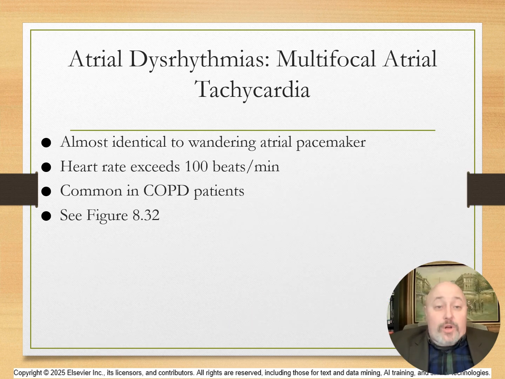On the other hand, a multifocal atrial tachycardia is essentially the same as a wandering atrial pacemaker, except the heart rate now exceeds 100 beats per minute. Again, it has at least three ectopic P waves that are noted, meaning there's three differently shaped P waves within it. And the dysrhythmia is almost exclusively found in a patient with COPD. Pulmonary hypertension occurs and results in an increased atrial pressure and dilation that creates those irritable atrial signals.